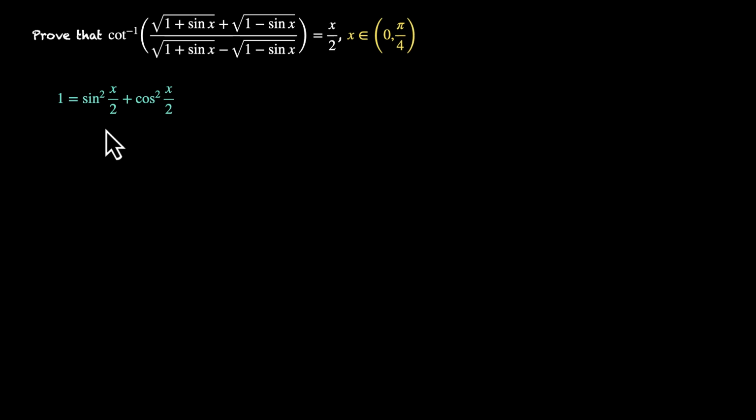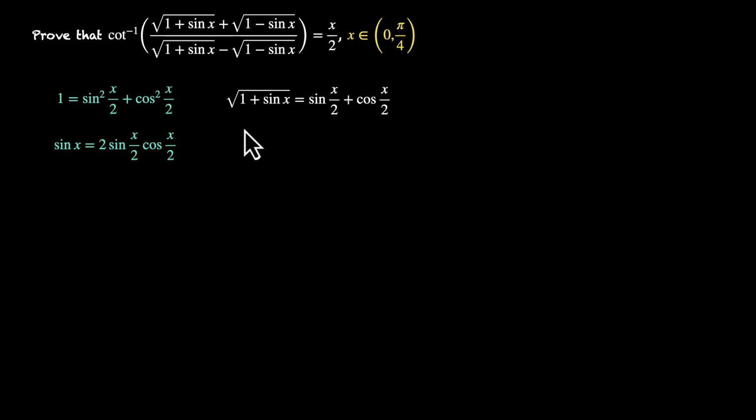Now we have a square plus b square. We need 2ab or minus 2ab. That's something that we can get from sin x. Sin x is equal to 2 sin x by 2 cos x by 2. Now 1 plus sin x becomes sin x by 2 plus cos x by 2 whole squared. And 1 minus sin x becomes sin x by 2 minus cos x by 2 whole squared. A plus b squared and a minus b squared.